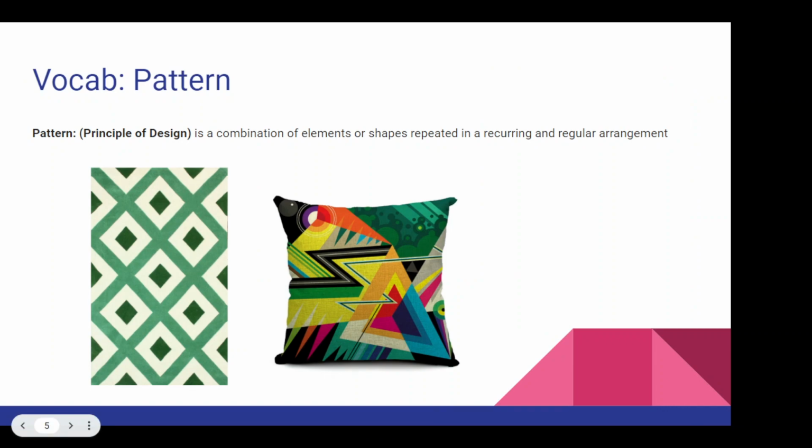Although somewhat self-explanatory is the term pattern, we're going to give you a formal definition here. So pattern is a combination of elements or shapes repeated in a reoccurring or regular arrangement. Now you can see it here. You have a sequential symmetrical pattern and you have one that is non-sequential. That means you're repeating but not in a sequential way. We are focusing on the sequential pattern. So we're creating a tile that gets repeated over and over again.